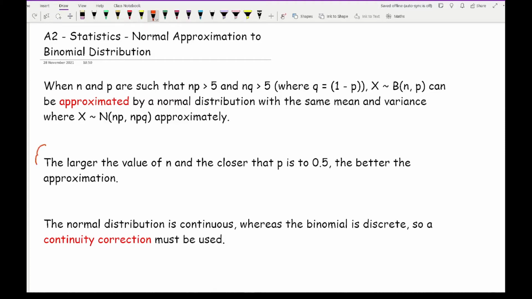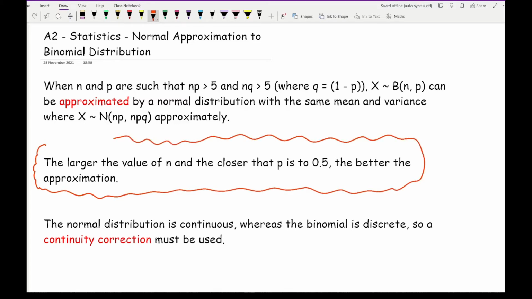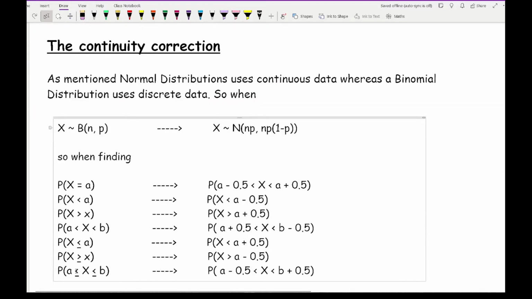If a question, and it's usually part C of a question, asks you to give a reason as to why this is a good approximation or why this is not a good approximation, look at the sample size and see how close the probability is to 0.5. Now the normal distribution is continuous data, whereas a binomial is using discrete data, so a continuity correction must be used. Now you might be asking what is meant by a continuity correction, which is why we're now going to talk about it.